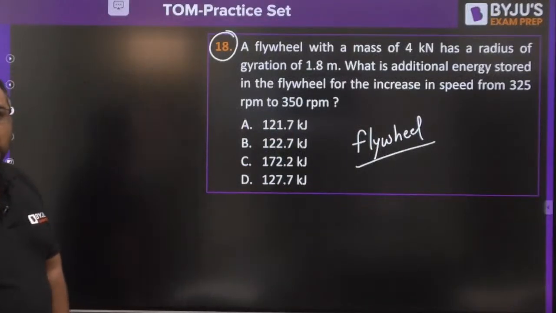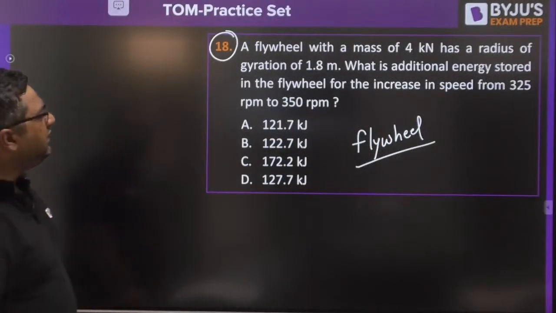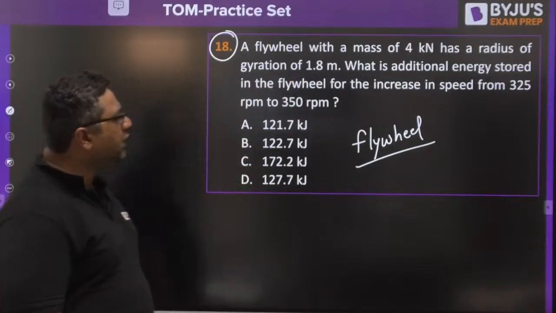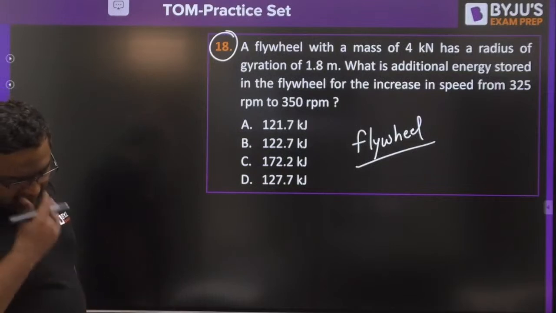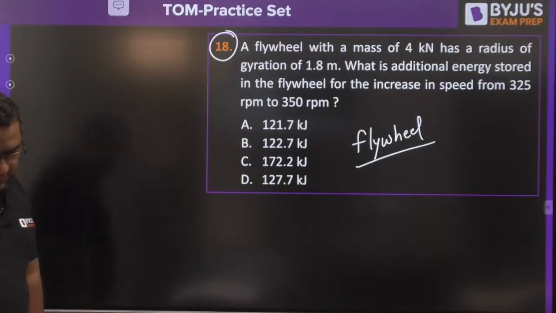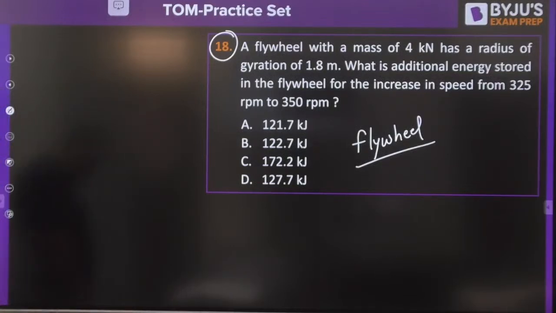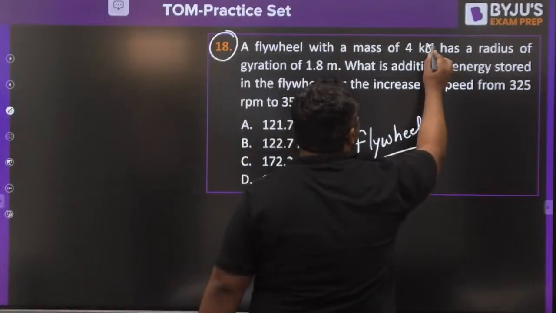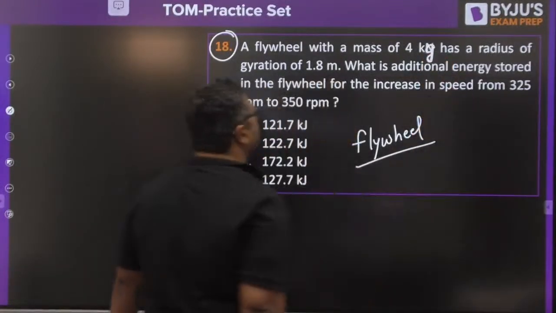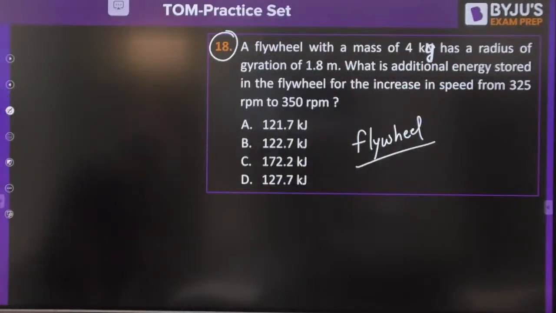We reach the 18th. A flywheel with a mass of 4 kilonewton has a radius of gyration. Actually, when it is given as 4 kilonewton, it is a weight. Okay, so try to solve this. Take it as 4 kilogram. Maybe it is a misprint. If you want, I can check and tell you. Try to solve this first.